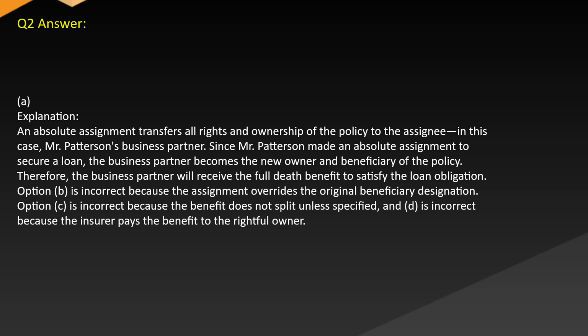Option B is incorrect because the assignment overrides the original beneficiary designation. Option C is incorrect because the benefit does not split unless specified, and D is incorrect because the insurer pays the benefit to the rightful owner.